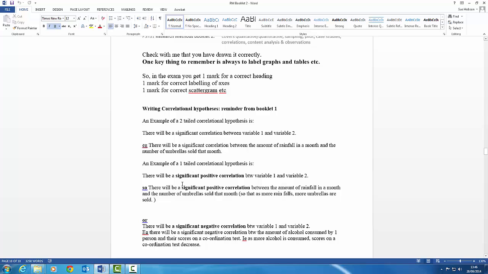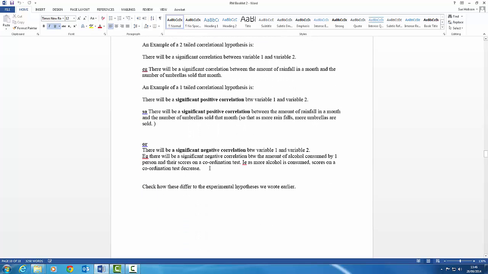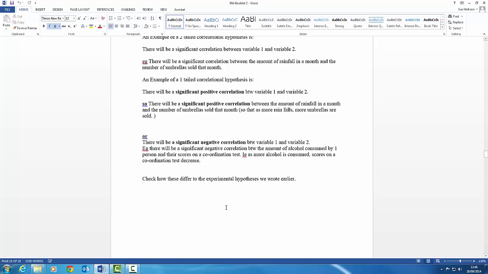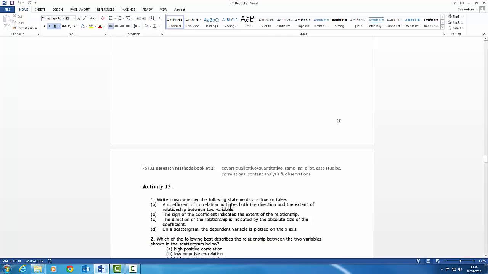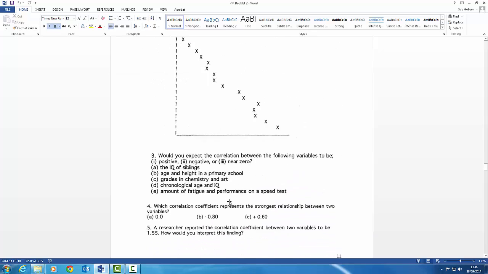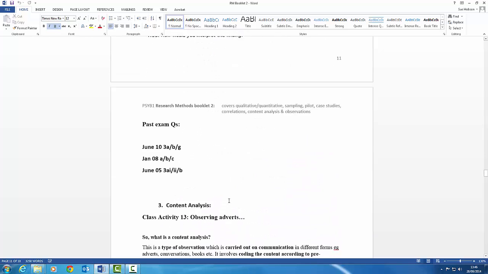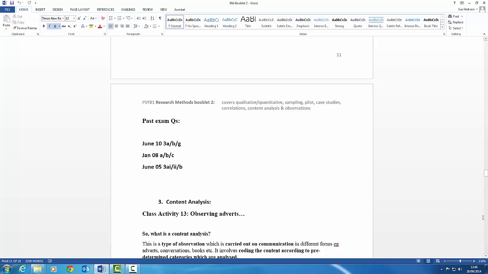A one-tailed hypothesis is telling us what we think. There'll be a significant positive correlation between the amount of rainfall in a month and the number of umbrellas sold. In other words, as more rain falls, more umbrellas are sold. Or you've got an example of a negative one there. Those are just a reminder. And then we'll have a go at this little activity as well, and we'll have a look at some of the exam questions.